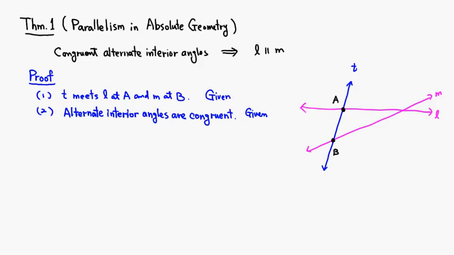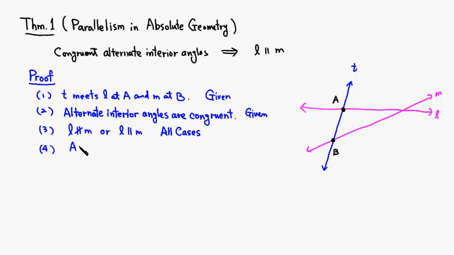We want to prove that these two lines are parallel. So in step 3, I'm going to say there are two possibilities: these two lines are not parallel, or they are parallel. This is just listing all possible cases. Let's pick on the first case.